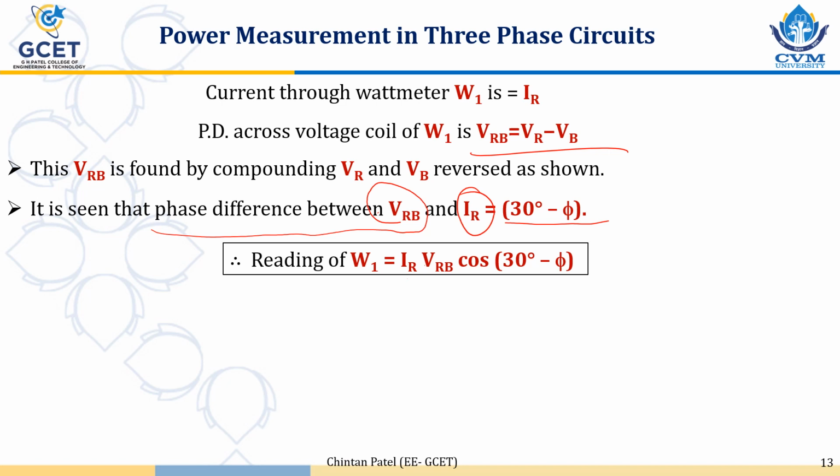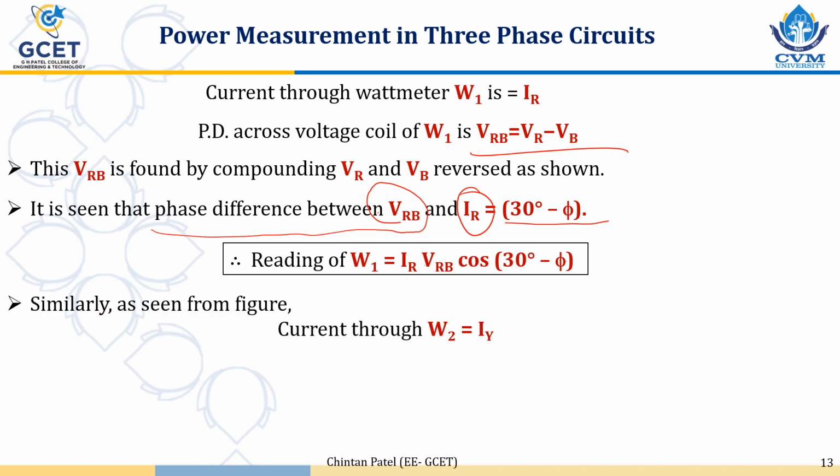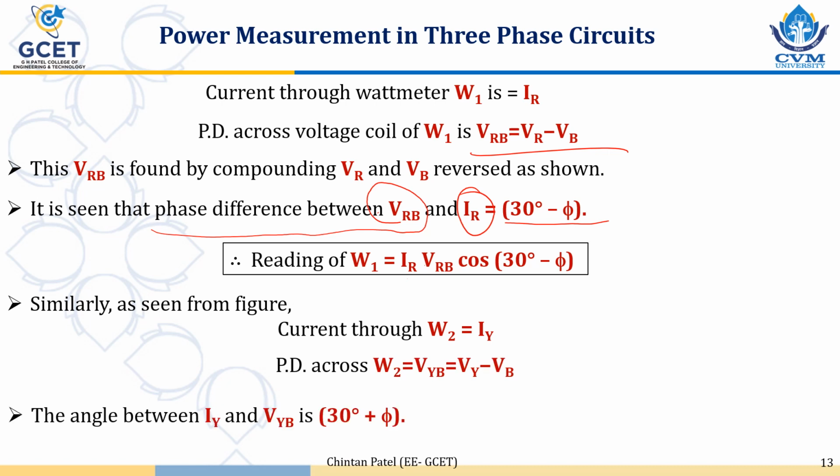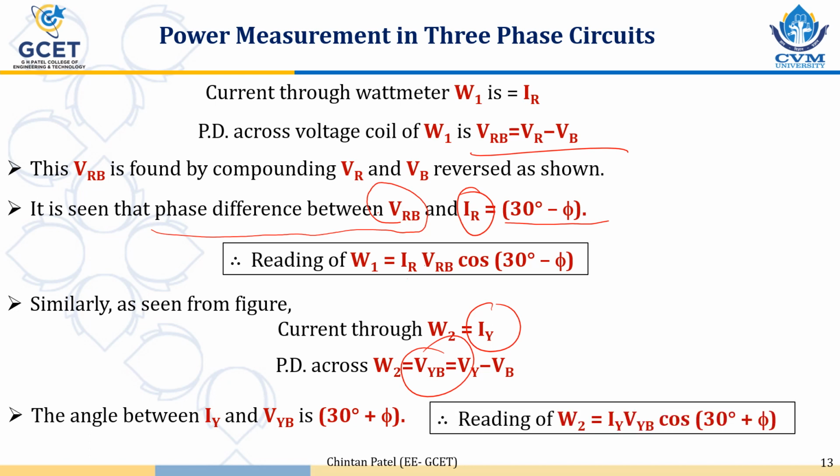Similarly for W2, the current is IY, voltage measured is VYB, and the angle between this current and voltage is 30 plus phi. Just go through the vector diagram and you will find that this angle is 30 plus phi. And the power equation we can write: W2 is equal to IY into VYB into cos of 30 plus phi.